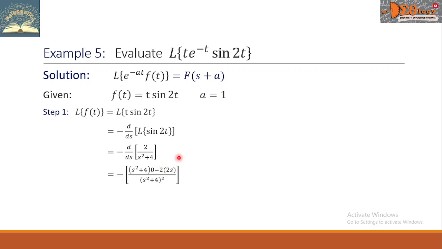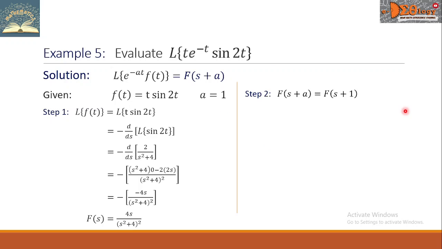We can simplify the numerator and it becomes negative 4s. Simplifying further for this negative sign outside and the negative 4s, the numerator becomes positive 4s all over the square of the quantity s squared plus 4. This is now the function F of s. For step 2, we evaluate the function with respect to s plus a. The a value is taken as 1, so we have this F of s plus 1.